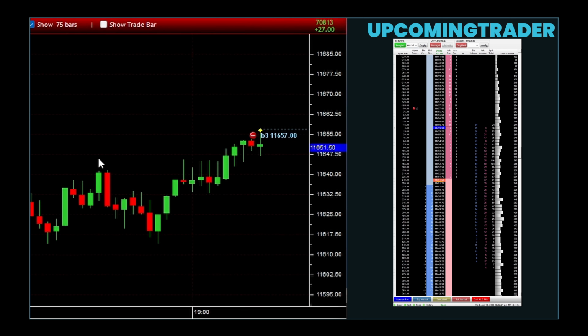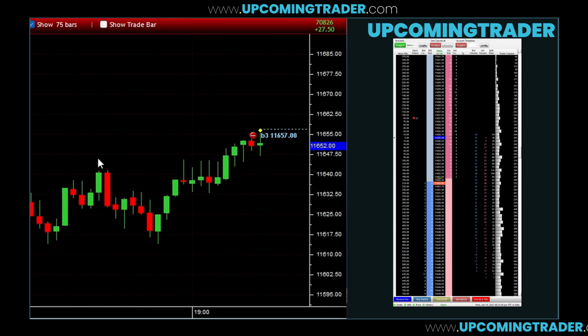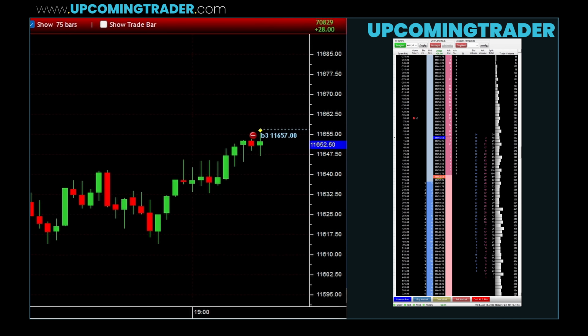Let us get started. Have you ever wished you could see exactly where traders were most active, where the real action was happening? Imagine knowing exactly where buyers and sellers were fighting it out, and being able to use that knowledge to make better trading decisions. That is where the side volume indicator comes in.